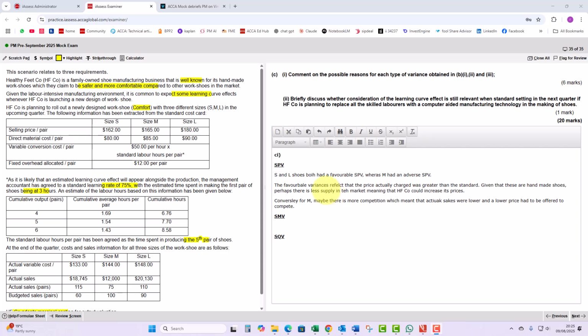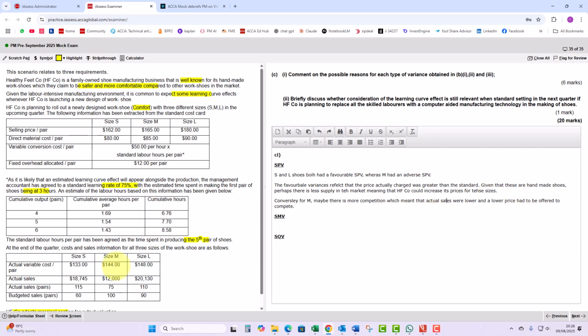For the sales price variance, I've just given a summary of what I did in the calculations in the previous page, and then I've said the favourable variance reflects that the price actually charged was greater than the standard. And given that these are handmade shoes, perhaps there's less supply in the market, meaning that HFCO could increase its prices for these sizes. Conversely, for M, the medium, maybe there's more competition, which meant that actual sales were lower and a lower price had to be offered to compete.